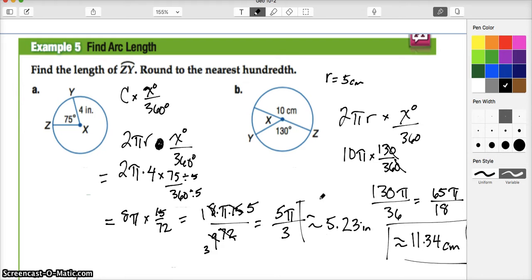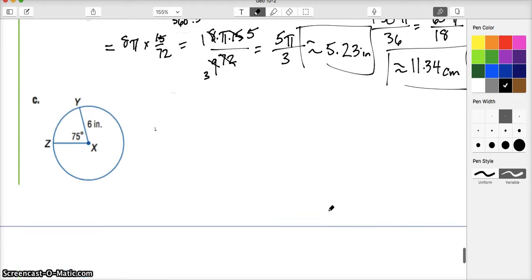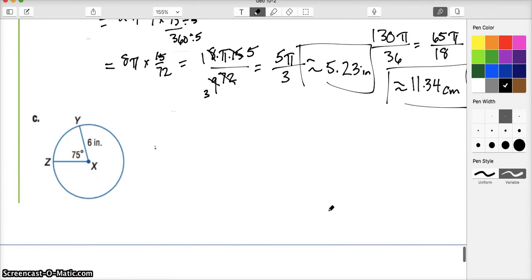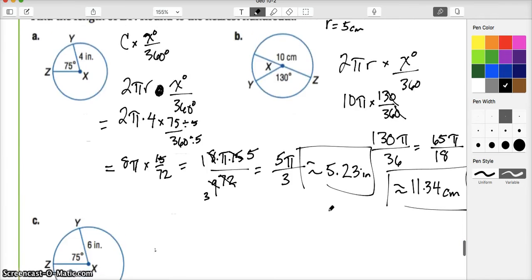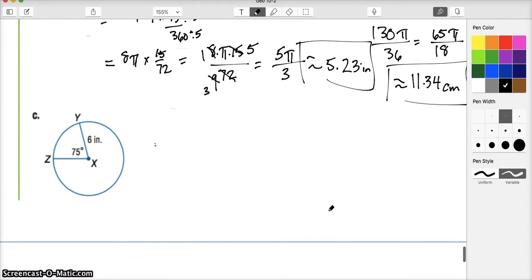So you see my approximate values for A and B. Let's go ahead and talk about C. In C, they want me to find zy still. So you guys know the deal. It's going to be 2 pi r times the central angle over 360. And so 2 pi r is going to be 2 times pi times 6 times central angle 75 over 360. You see how this is going.